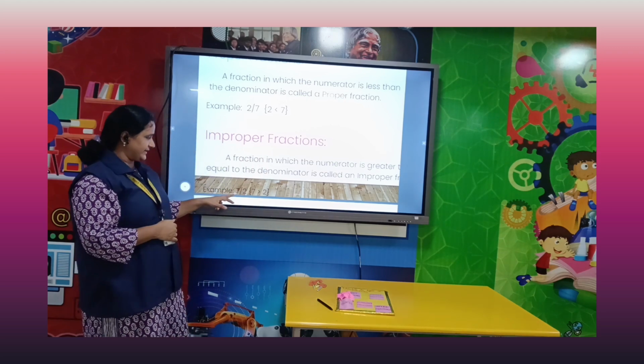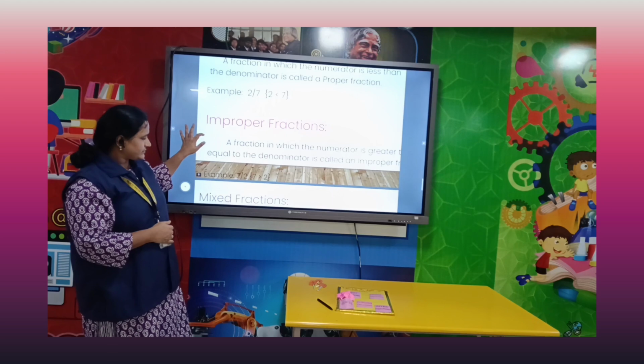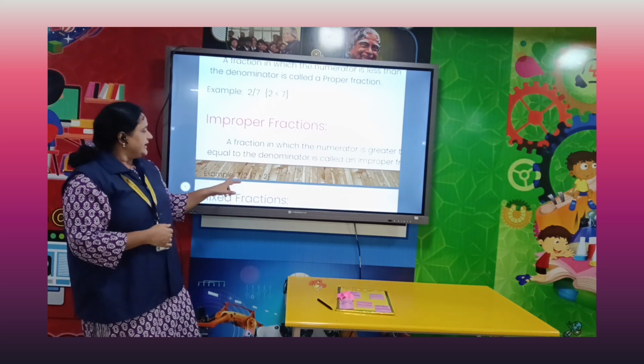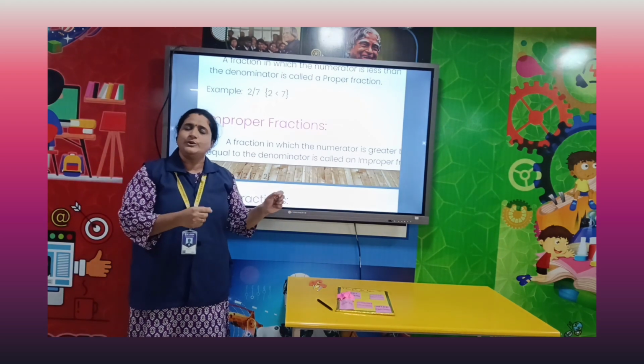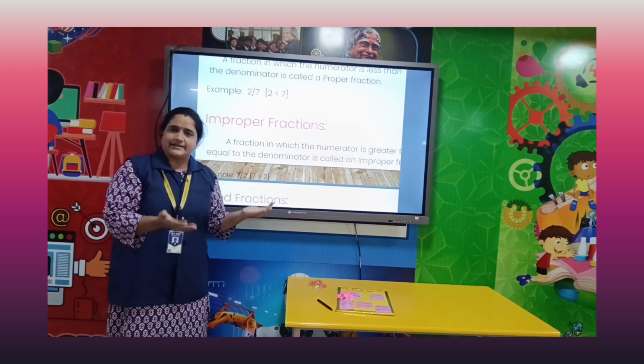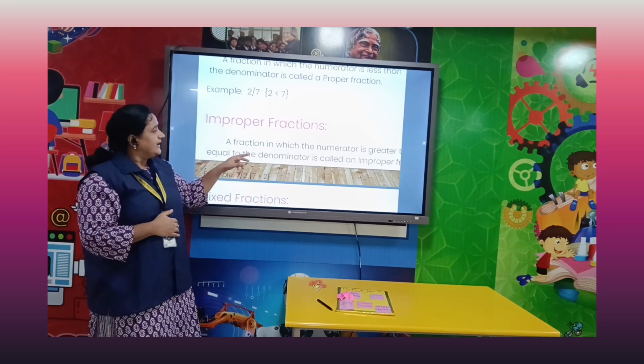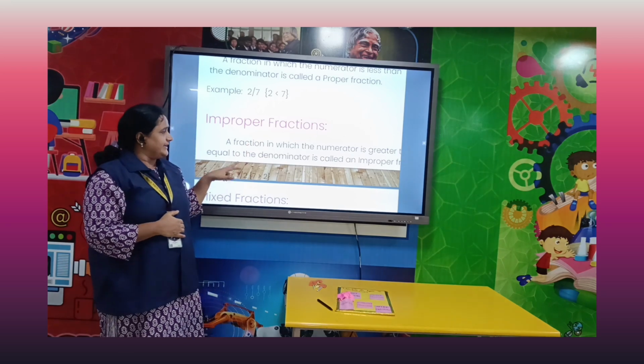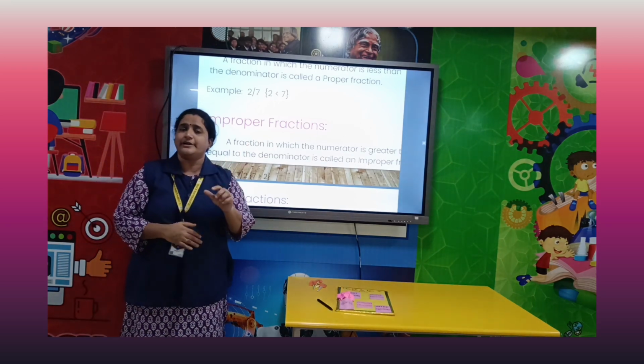The example for that is 7 by 2. Here, 7 is the greater number and 2 is the lesser number. So here the numerator is greater than the denominator. And then one more rule is applied here: the numerator and denominator can be the same.